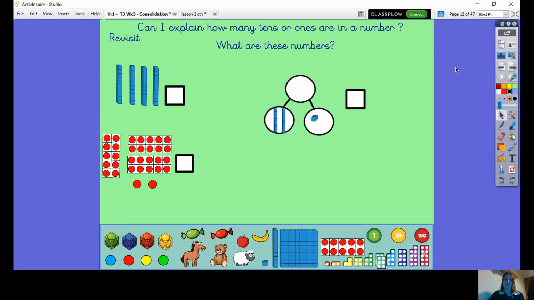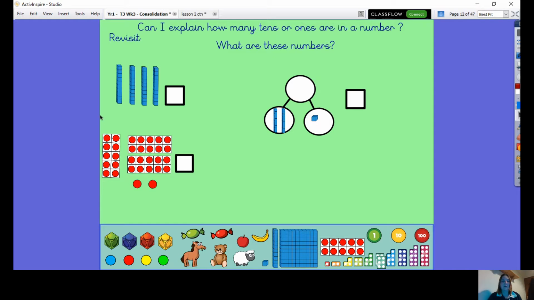Okay, so a quick visit. See if we can remember, if we can work out what these numbers are. So again, you might want to pause the video here and have a little go. Remember, count the tens, count the ones. How much is that all together? So hopefully you went 1, 2, 3, 4 tens, which are 40.